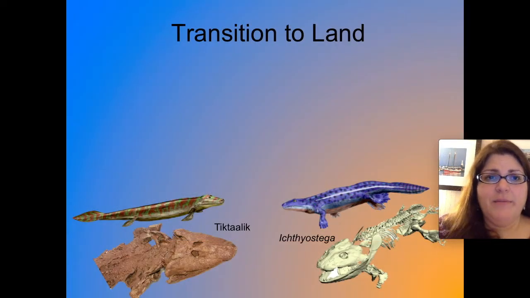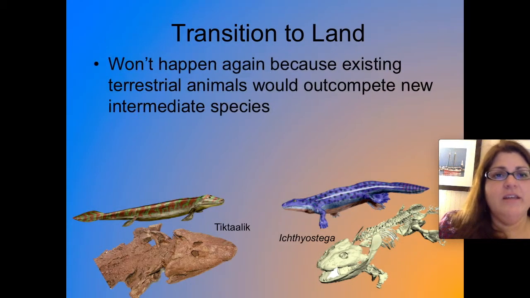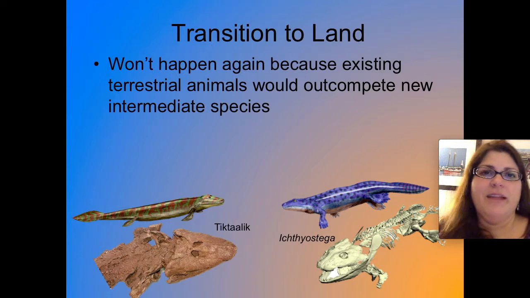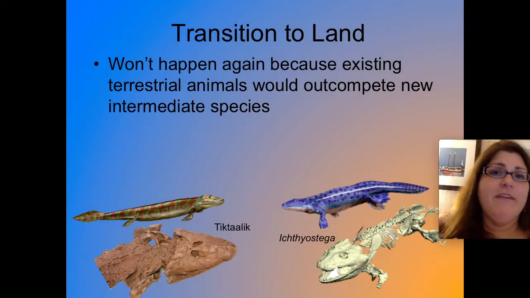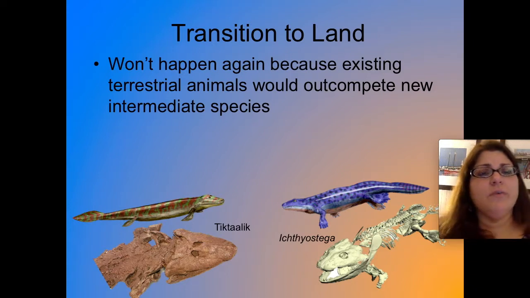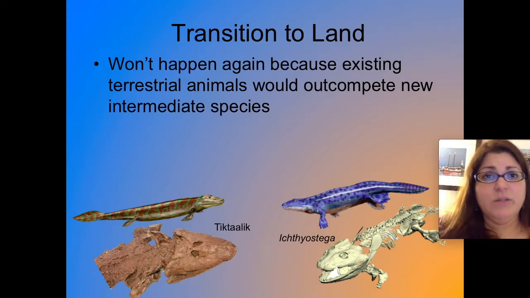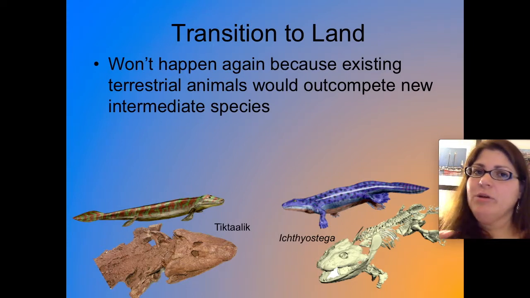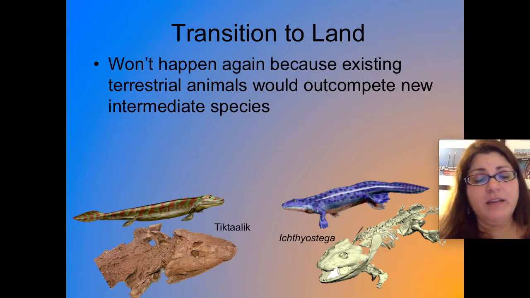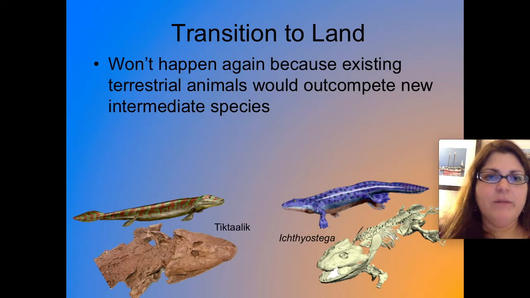As we talk about the transition to land, we have to keep in mind that this isn't something that happens very often. In order to have a major evolutionary shift like the movement to land, we need to have the existing animals not compete for it. We saw this when we had mammals and dinosaurs walking the earth at the same time. The mammals were all very, very small. It wasn't until the dinosaurs were out of the picture that mammals really took over. Same thing would happen with the transition to land. We wouldn't get another major movement to land unless the current land animals would somehow be out of the picture.